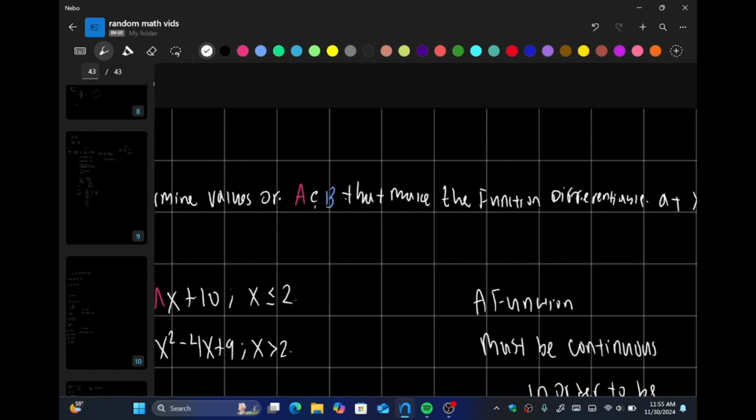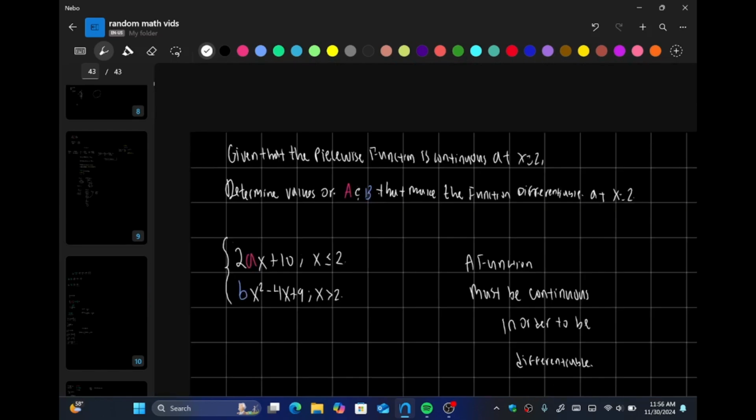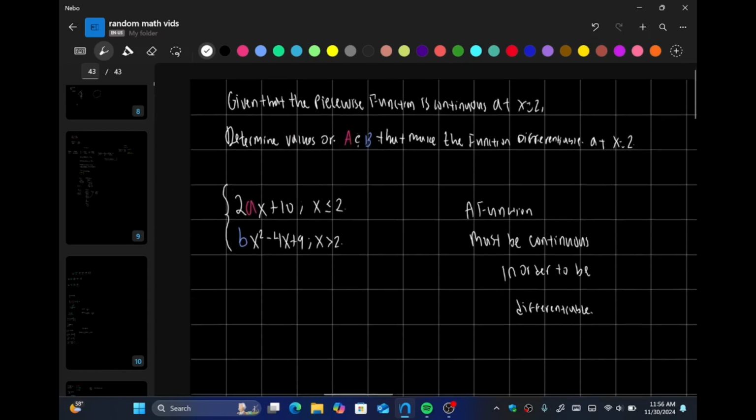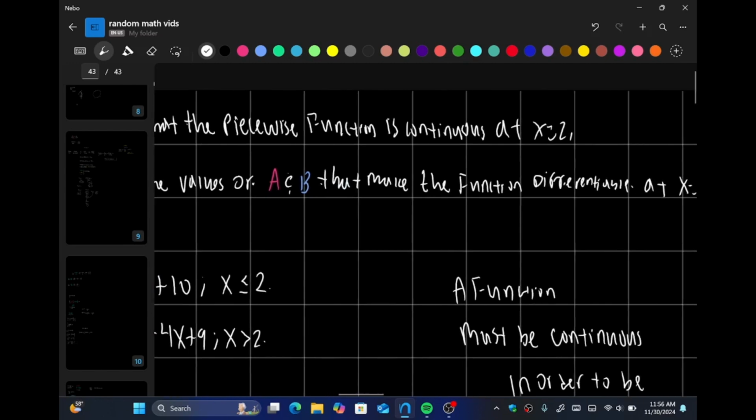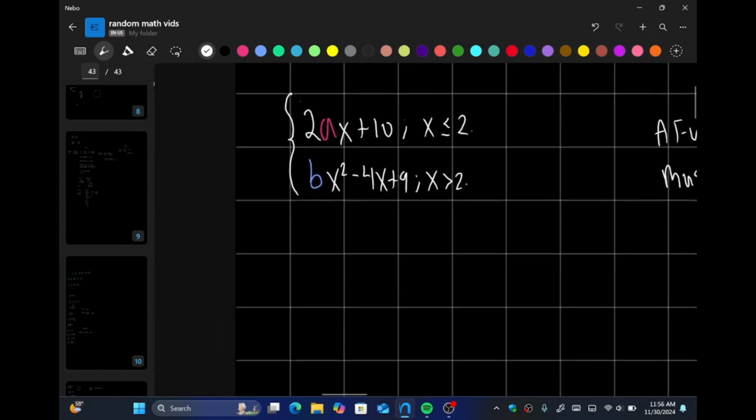I forgot to add something, guys. Give me a second, hold on. Okay, guys, so given that the piecewise function is continuous at x equals 2, determine values of a and b that make the function differentiable at x equals 2. I hope I worded it correctly. I'm not sure if they worded it a little bit different, but usually what you have to understand is that it has to be continuous. Like I said, it must be continuous in order for it to be differentiable.